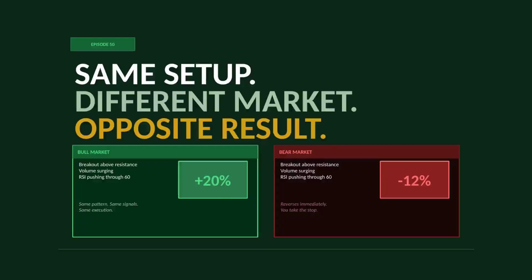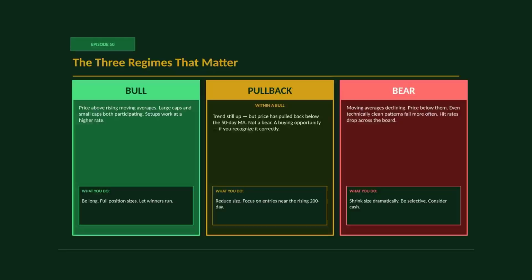Let's go. A market regime is the dominant trend environment the broad market is in right now. There are 3 that matter. Bull: the market is trending higher. Price is above rising moving averages. Large caps and small caps are both participating. Setups work at a higher rate. You want to be long, fully deployed, and letting winners run.